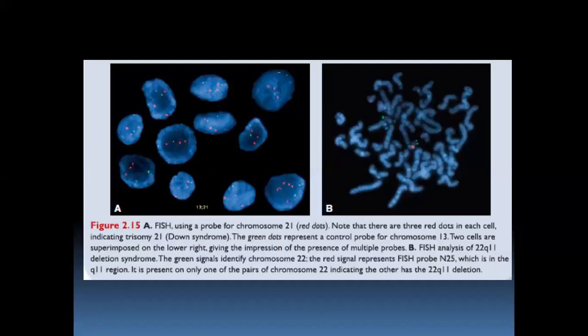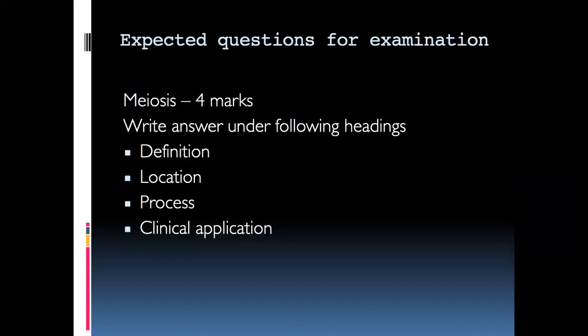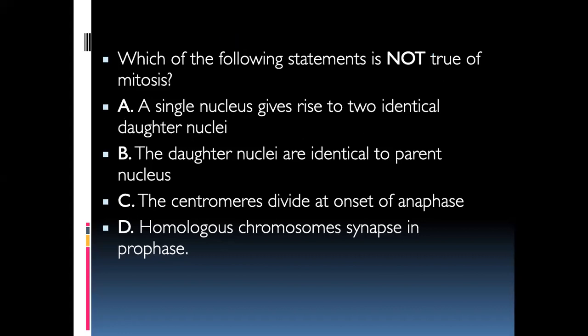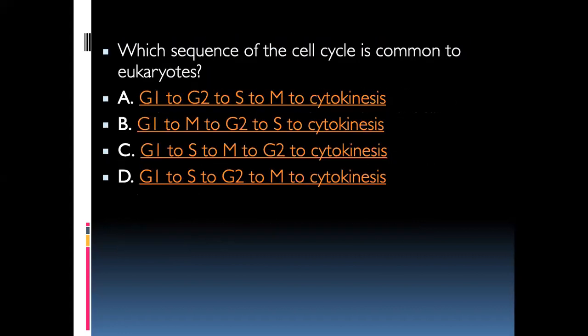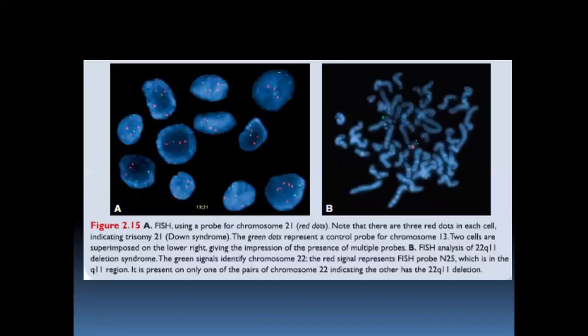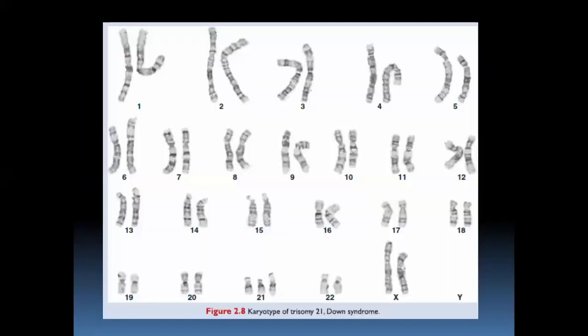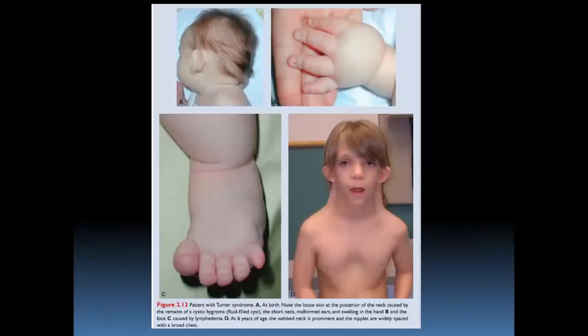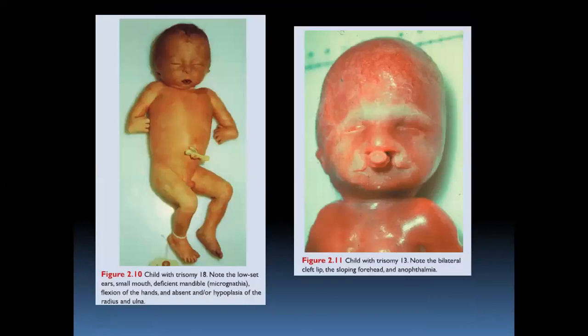So that's all for this. Now these are the questions which can come. Meiosis, we have to write under the following headings: definition, location, process, and clinical application. And there are multiple choice questions, you can attempt them. I had given all the multiple choice questions to you, so you can attempt. Out of this chapter, if you have any questions to ask, you can ask me. Any questions?